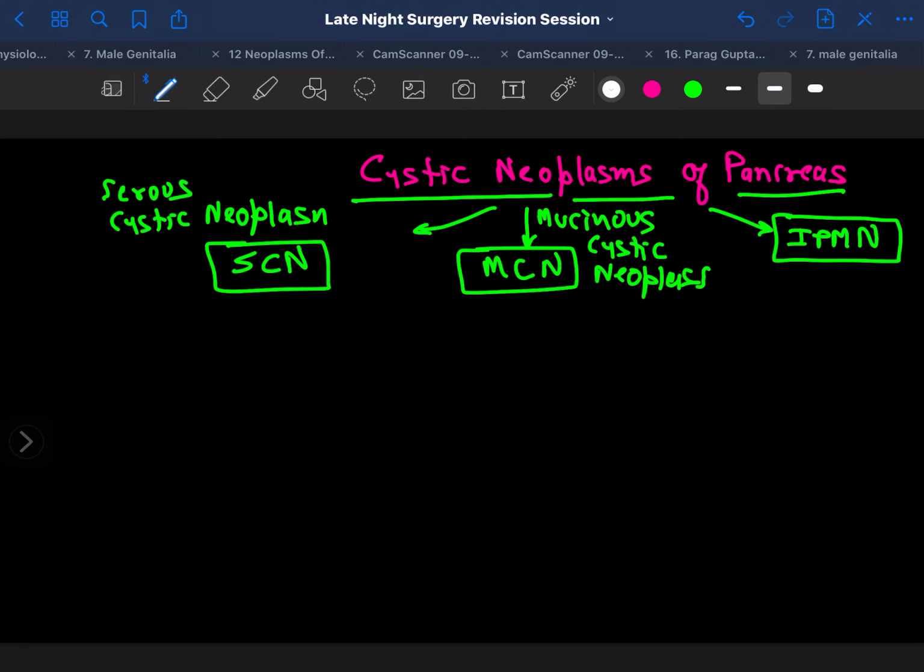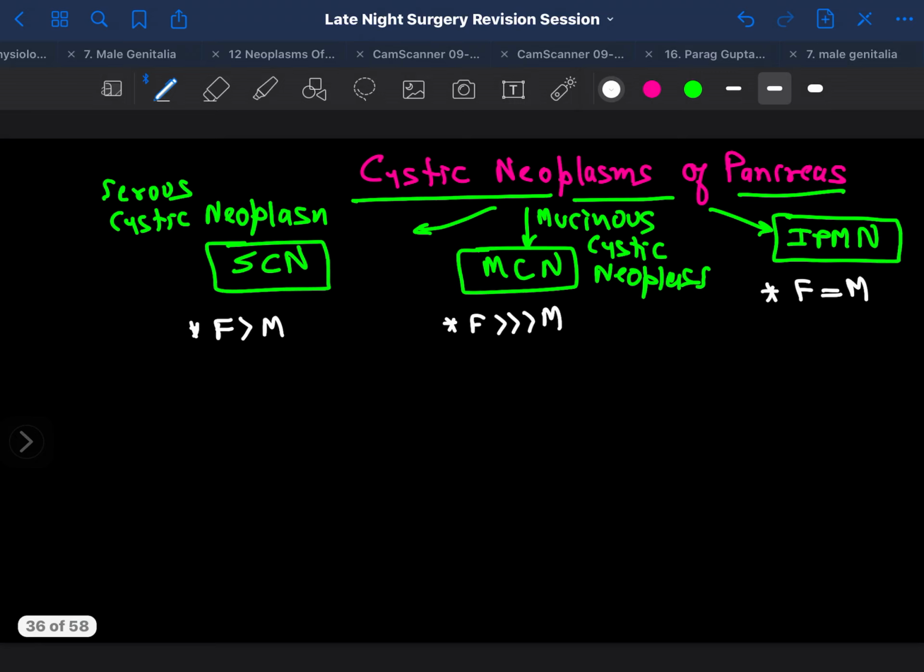So now let us evaluate the features of these. Please understand this: the serous cystic neoplasm is more common in females as compared to males. What about the mucinous cystic neoplasm? It is much more common in females as compared to males. The ratio of females to males is much higher in the mucinous cystic neoplasm as compared to the serous cystic neoplasm. But in IPMN, they are more or less equal. There is not much of a difference between the incidence in females and males. That's something you need to understand.